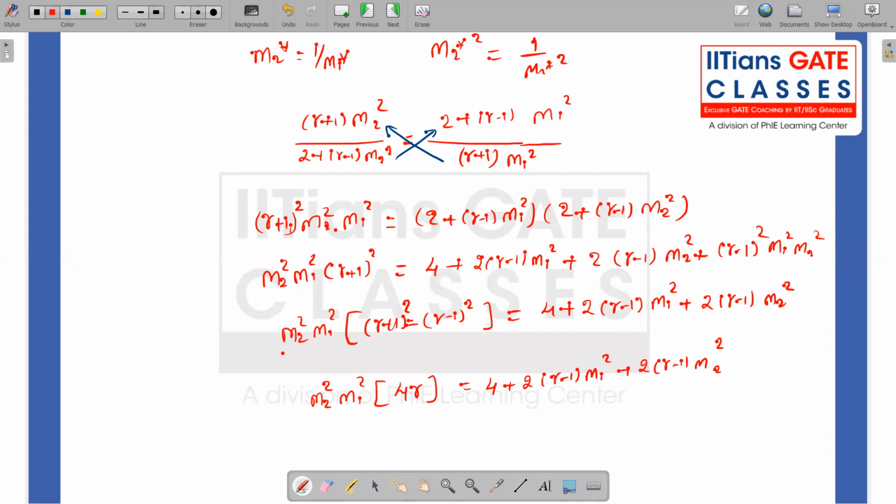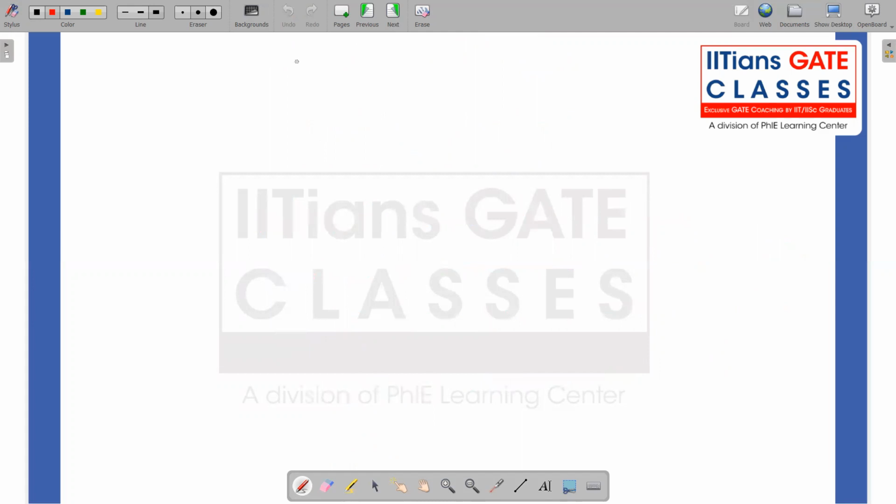So now take this m2 square to the other side. So I can take m2 square common. So that gives me m2 square times [4 gamma times m1 square minus 2 times (gamma minus 1)] equal to [4 plus 2 times (gamma minus 1) times m1 square]. Very interesting. So we can see that now m2 square is separate and all the terms which have m1 square are separate. So I can easily write m2 square is equal to [4 plus 2 times (gamma minus 1) times m1 square] whole divided by [4 times gamma m1 square minus 2 times (gamma minus 1)].